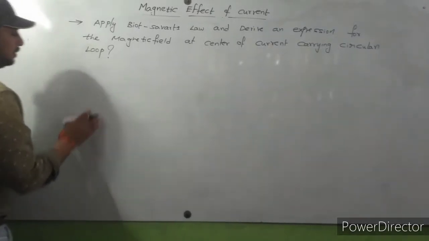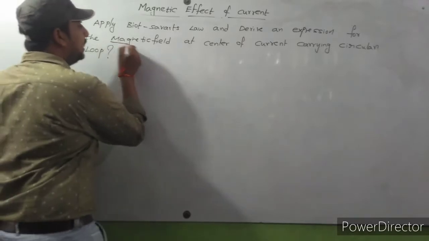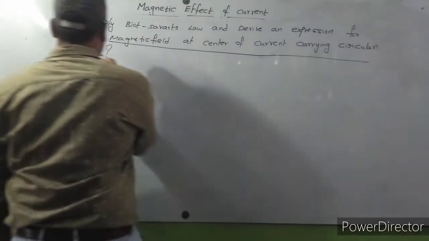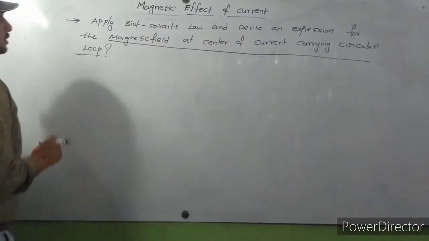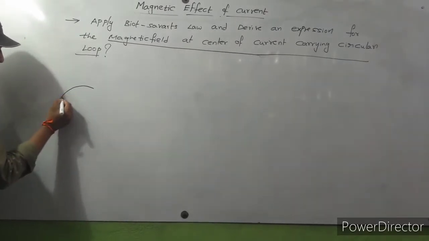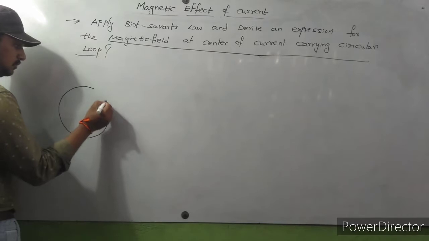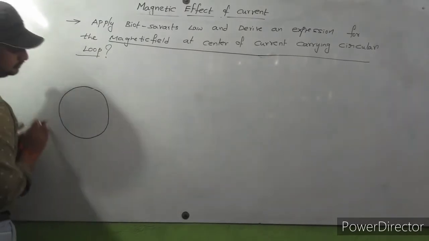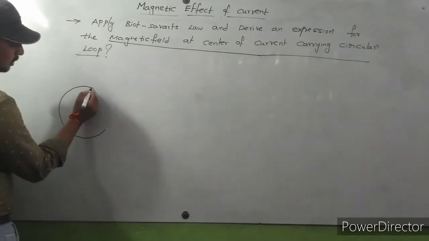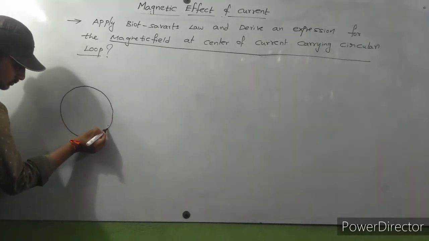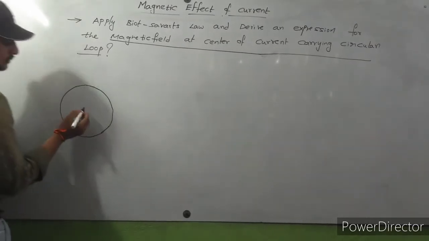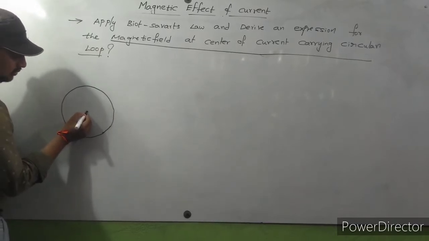So observe carefully. We need to find the magnetic field at the center of a current carrying circular loop. First of all, I draw the diagram. So this is a circular loop, and here it is the center of the circular loop.